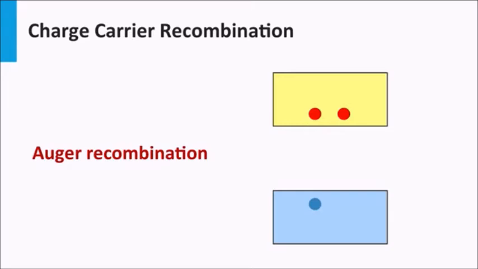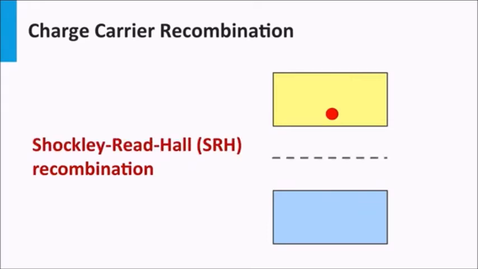The second recombination mechanism is Auger recombination. The energy released by the recombination of an electron-hole pair is transferred to a neighboring free electron in the conduction band. This electron is excited to a higher energy level in the conduction band. This hot electron will lose its energy again as heat to the lattice of the semiconductor.